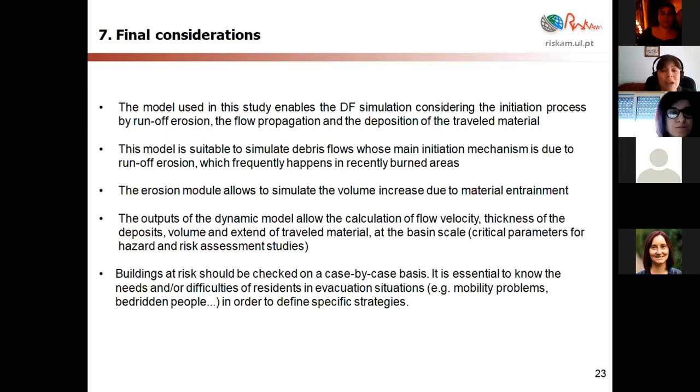on a case-by-case basis, because it is essential to know the needs or the difficulties of residents for the evacuation situations, and in order to define specific strategies. For instance, we have to know the mobility problems of the residents, if we have bedridden persons, and so on.